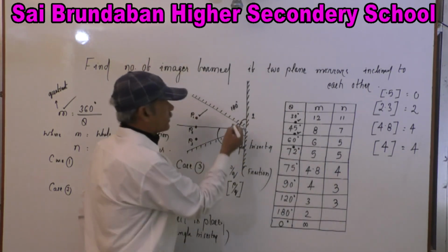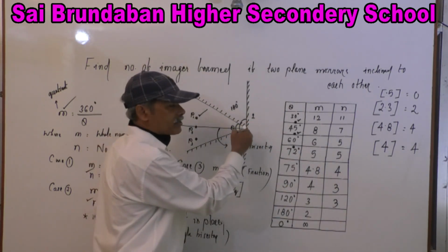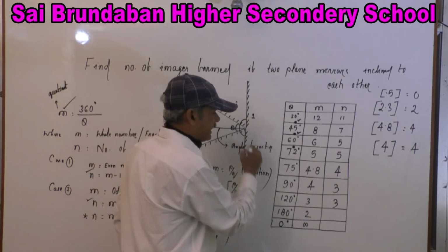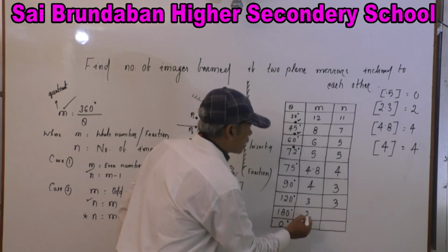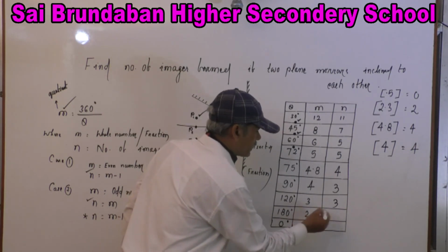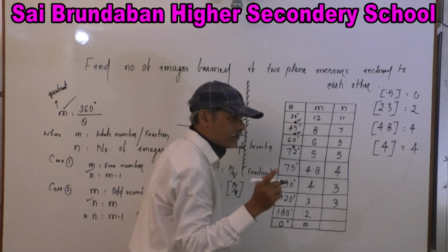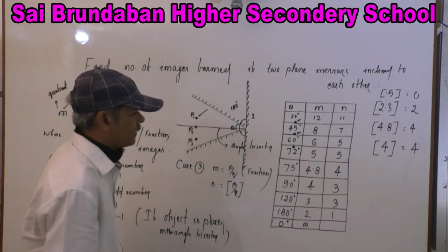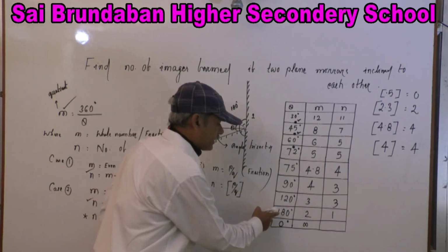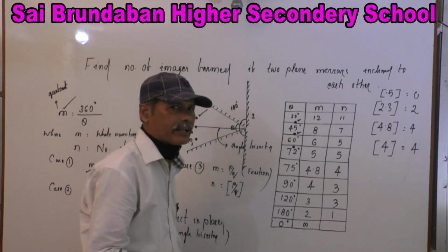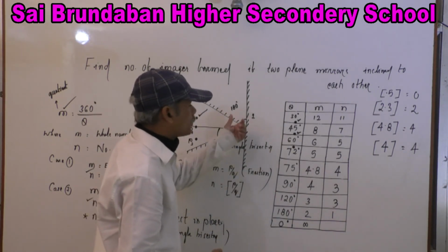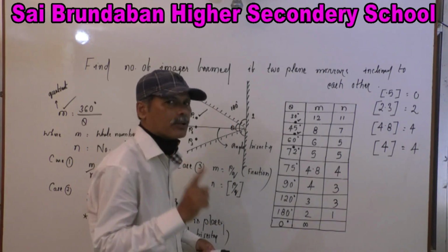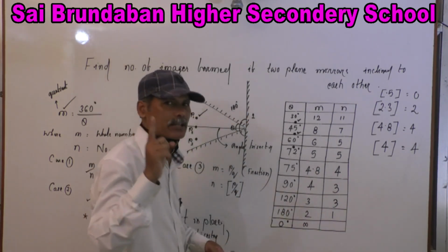Because the angle between the two plane mirrors is 180 degree, now m is equal to 2. It is an even number. The number of images formed will be 2 minus 1, that is 1. When the angle between the two plane mirrors is 180 degree, multiple reflection is not possible. That's why a single image will be formed.